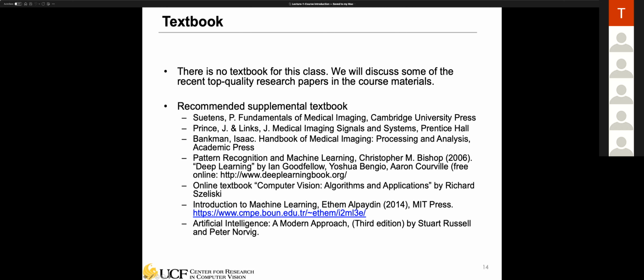But aside from that, I list a couple of supplemental textbooks. For some of the concepts or classical techniques you are interested in, these are very good reference books you can go for. There's a book on medical imaging, and also a few popular books on machine learning and deep learning. Some of them are actually freely available online, with an electronic version. Okay.